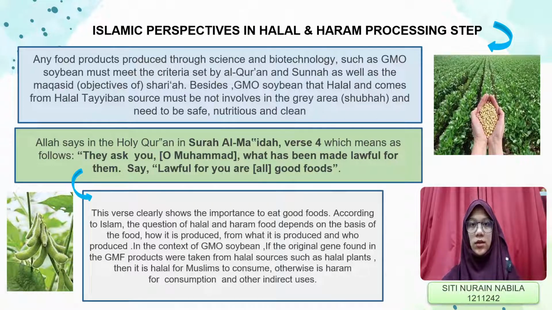Next is the Islamic perspective on the halal and haram processing steps. Any food products produced through science and biotechnology such as GMO soybean must meet the criteria set by Al-Quran and As-Sunnah as well as the maqasid objective of Sharia. Besides, GMO soybean that is halal and comes from a halal tayyiban source must not be involved in the gray area, shubha, and needs to be safe, nutritious and clean.